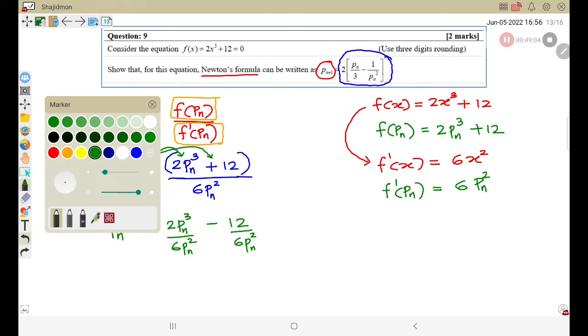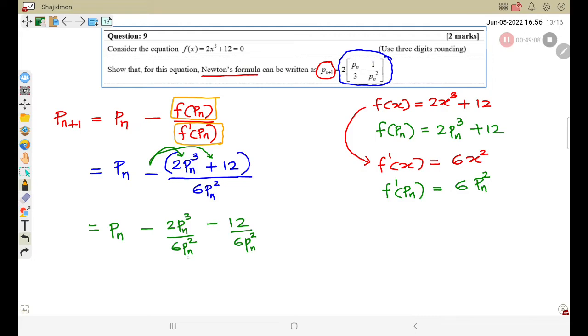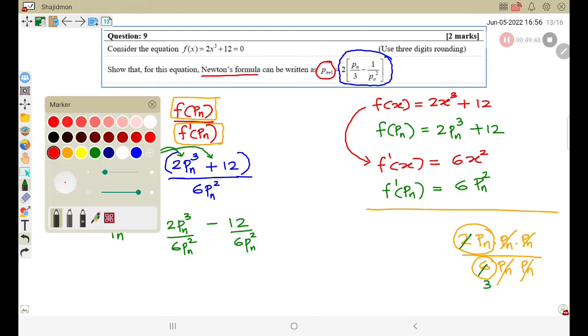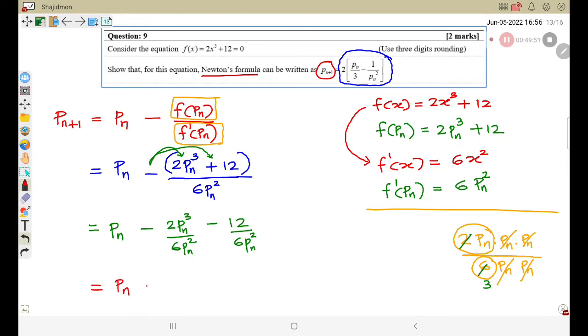Now, which terms can we cancel? 2 Pn power 3 divided by 6 Pn power 2. Pn power 3 means Pn multiplied by Pn multiplied by Pn, divided by 6 Pn square, which is 6 multiplied by Pn multiplied by Pn. So Pn, Pn cancel. Pn square we can cancel on both sides. What will be the balance? 2 Pn on the top side, 6 on the bottom. Again we can cancel 2 and 6, 3 times. So the balance is Pn minus, with Pn square cancelled, one Pn on the top divided by 3.